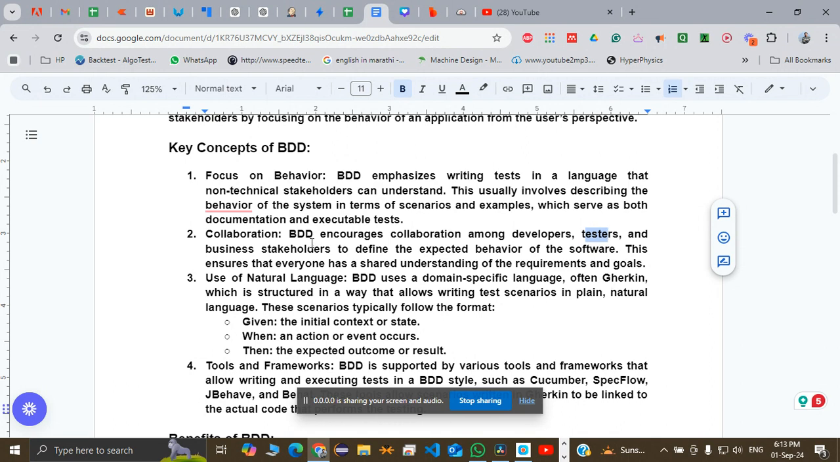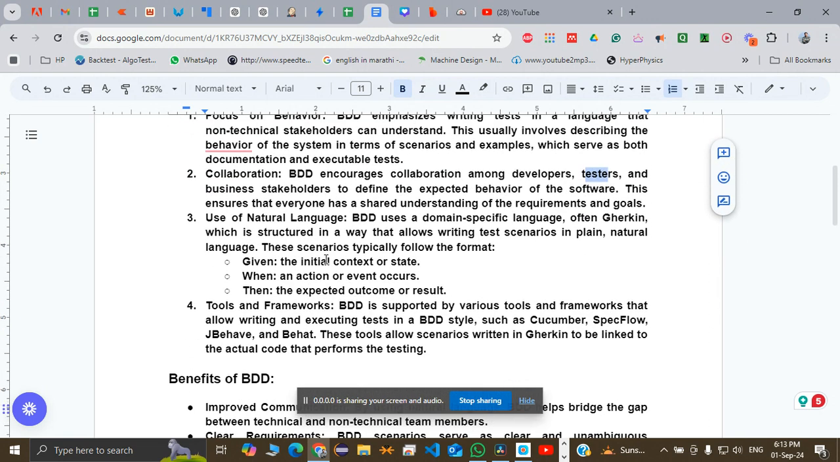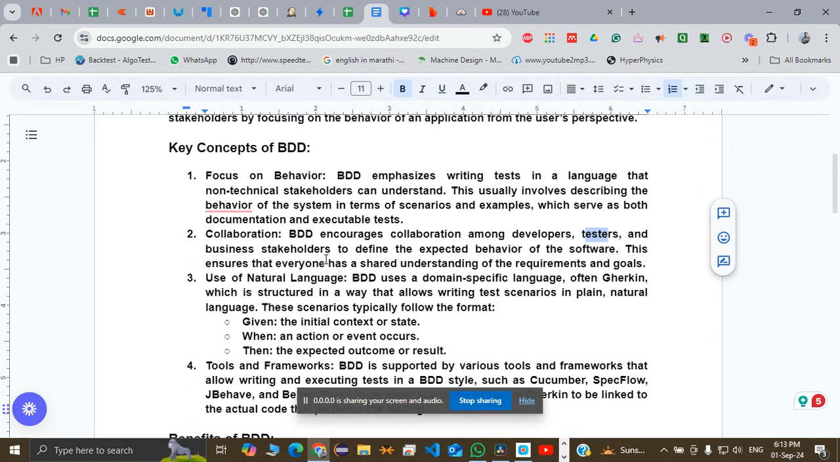Based on those test steps only, the automation test engineer is going to write the automation code which supports the behavior of the written test cases. So in this way the entire loop is created among the developer, tester, and the stakeholder to understand what the exact functionalities are. Okay, the use of natural language.